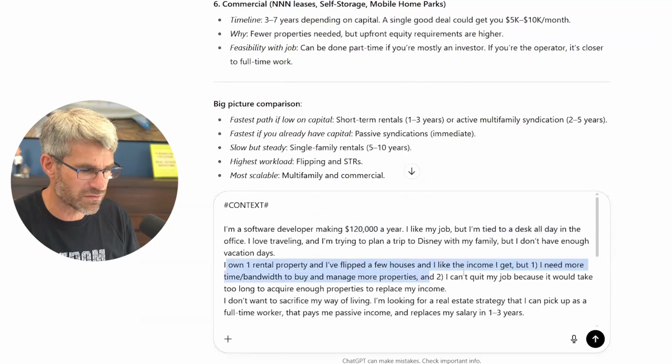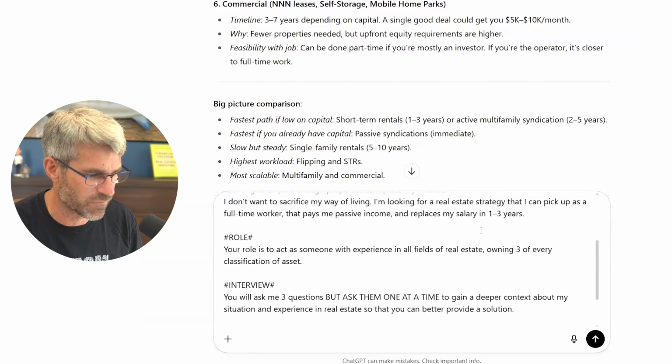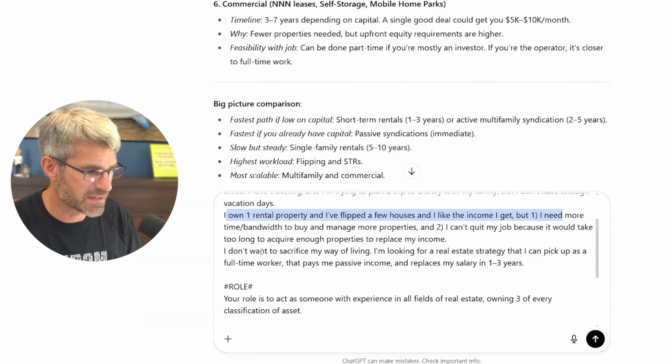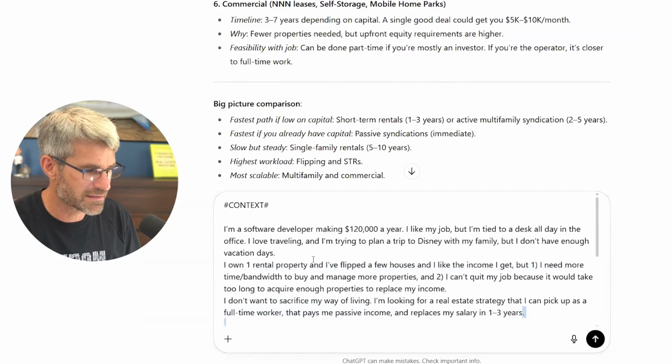I flipped a few houses, and I like the income I get, but I need more time and bandwidth to buy more and manage these properties. I can't quit my job because it would take too long to acquire enough properties to replace my income. I don't want to sacrifice my way of living. I'm looking for a real estate strategy I can pick up as a full-time worker that pays me passive income and replaces my salary in 1 to 3 years. That's key. So that's context.